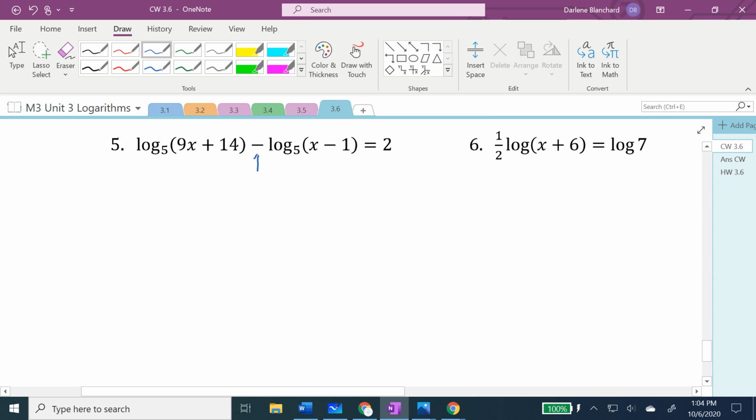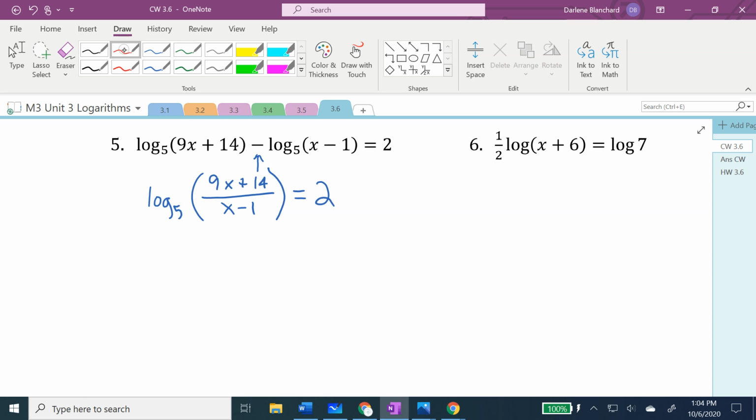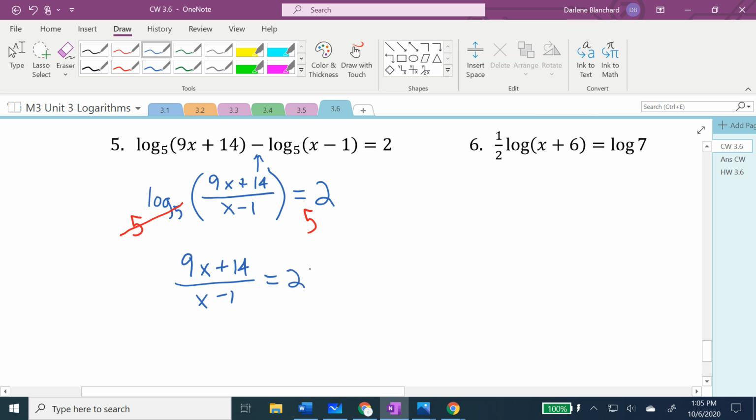If I am subtracting two logarithms, how does that condense? And I'm hoping you are thinking or saying division. Good. Now I want to step back and look. Is this a condensed logarithm equal to a number? It is. So I'm ready to undo the logarithm. I can undo log base 5 by 5 to the powering both sides. Inverse operations cancel. And I'm left with 9x plus 14 over x minus 1 equals 5 squared, which is 25.